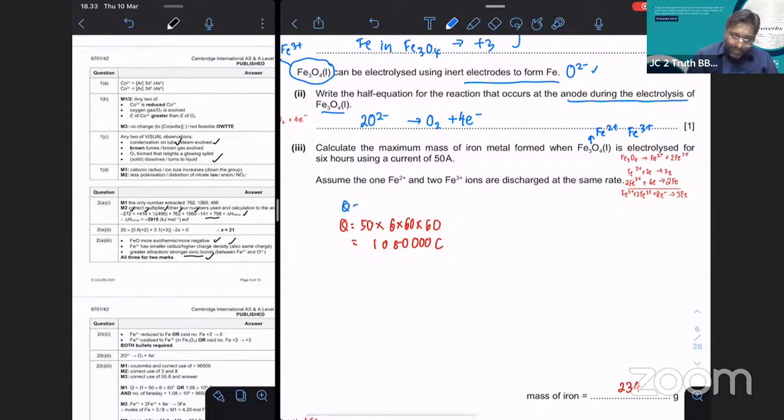Q equals IT. Q is going to be the charge. I is going to be 50. Time is going to be 6 hours. So 6 you change into seconds: times 60 to change it into minutes, then times 60 to change it into seconds. And you will have this number of coulombs over there.